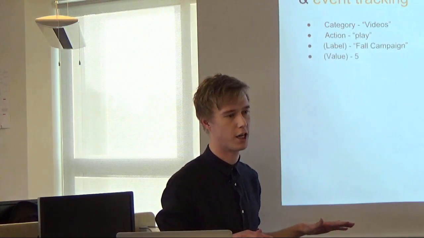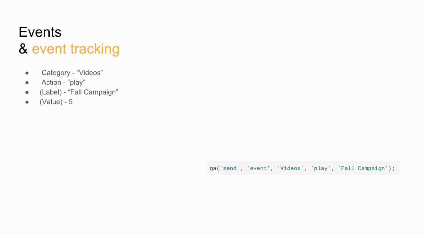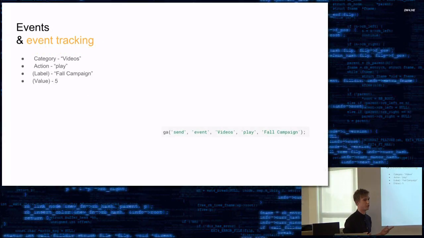And I also want to mention events and event tracking, because basically the only two things you touch as a developer in Google Analytics are page views and events. That's pretty much what you need to work with. And events in Analytics are really simple as well. They consist of a category and an action. Those are mandatory. And then you have a label and a value, which are optional.